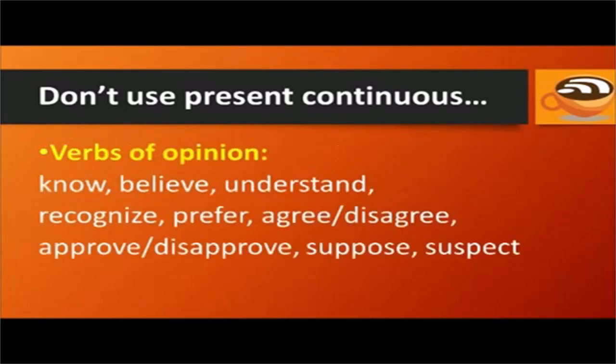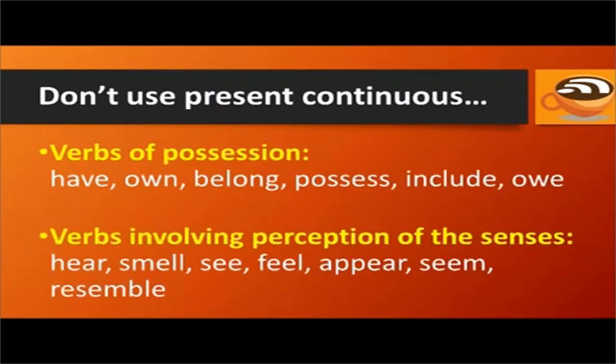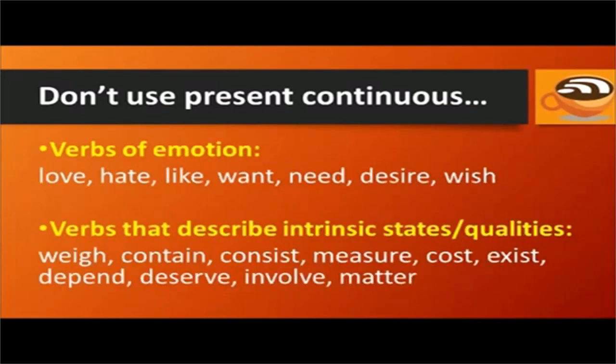They tend to include verbs of opinion, like know, believe, understand, recognize, prefer, agree and disagree, approve and disapprove, suppose and suspect. Verbs of possession, like have, own, belong, possess, include, and owe. Verbs involving perception of the senses, like hear, smell, see, feel, appear, seem, and resemble. Verbs of emotion, like love, hate, like, want, need, desire, and wish.